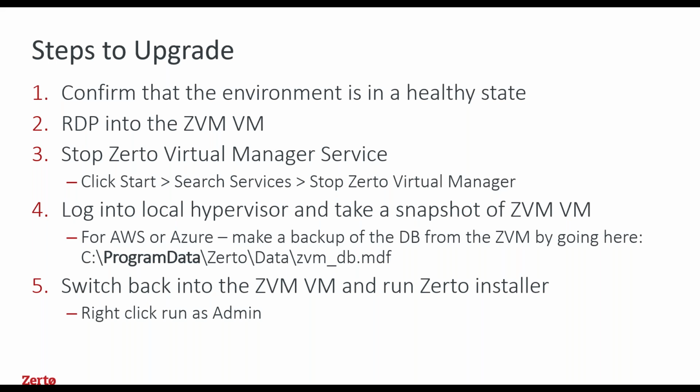If you have AWS or Azure, make a backup of the database from the ZVM by going to this location, program data /Zerto /data, and back up that ZVM_db.mdf file. Once done, switch back into the ZVM VM, right click on the Zerto installer and run as admin. Essentially, you just need to click next, next, next, but I'll show you in the steps next.